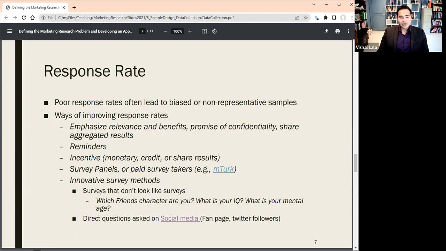And so, of course, you can also have people answer questions on social media, like on Twitter or on social media fan pages. I found this interesting, but of course the constraint is you're on social media, you're limited to answering very small, specific, 2-question type surveys.